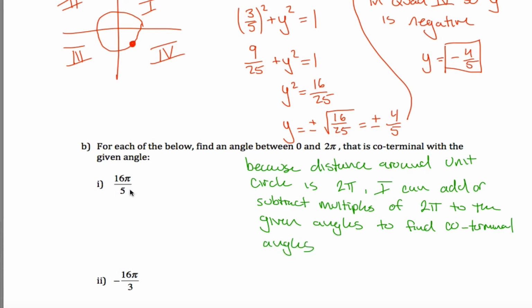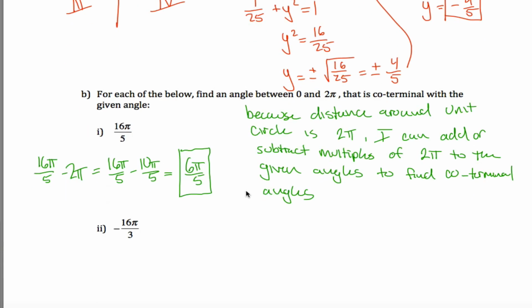So in this first one, 16 pi over 5, well, that's more than 2 pi. So I could subtract, I could say 16 pi over 5 minus 2 pi is the same as 16 pi over 5 minus 10 pi over 5, because 2 pi is the same as 10/5 pi, and that is 6 pi over 5. And the nice thing about 6 pi over 5 is that's between 0 and 2 pi, because 6/5 is between 0 and 2.